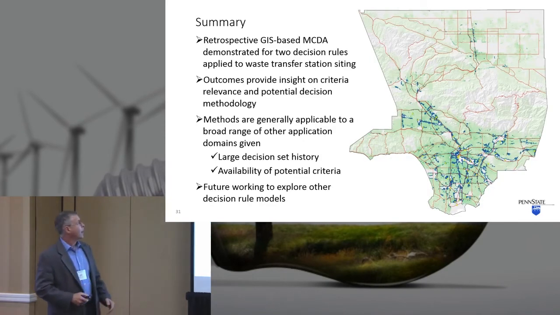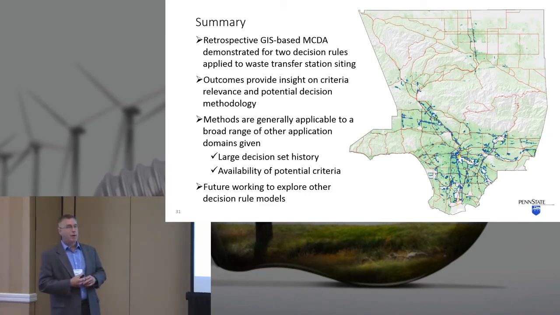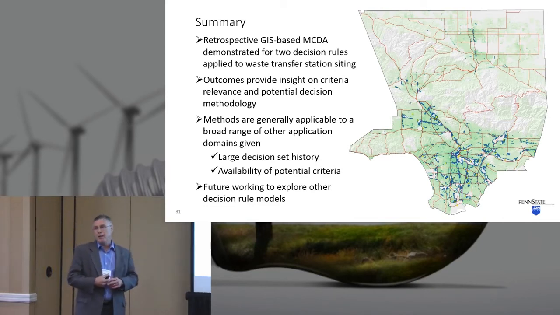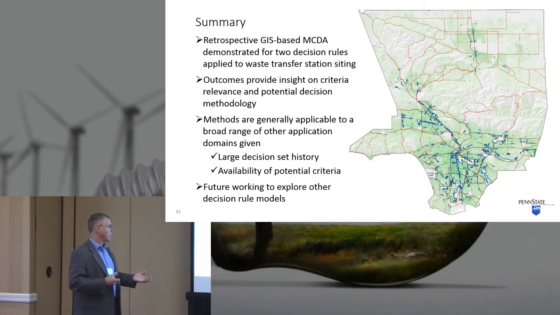In summary, we were able to run things backwards and reverse engineer this decision history, applying a couple of different decision rules. The outcomes give us some insight on what criteria is most relevant and potentially what kind of decision methodology was applied. These methods are certainly very generally applicable to any decision history involving spatial decisions where there's a large set of data. We had 41 cases here.